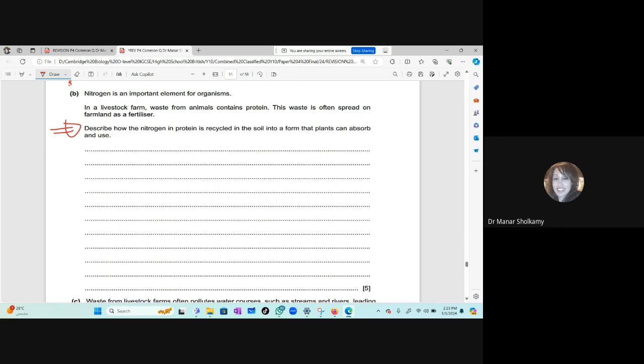Nitrogen is an important element for organisms in a livestock farm. Waste from animals contains protein. This waste is often spread on farmland as a fertilizer. Describe how the nitrogen in a protein is recycled in the soil into a form that plants can absorb and use. Now the question looks very complicated, and I have a lot of students that sent me this question. What is this? Did we take it? My dear, this is the nitrogen cycle. It is exactly what we said. Who will repeat? I'm not going to say it.